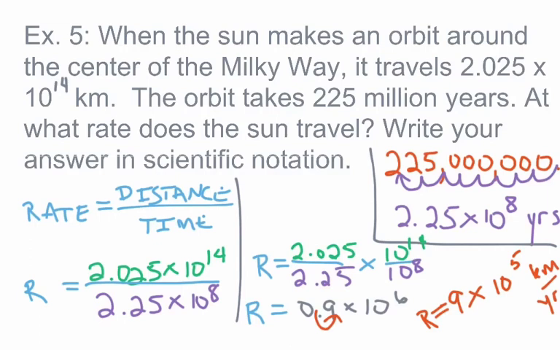Our rate, again, is 9 times 10 to the 5th kilometers per year. All right, so that's how fast the sun is traveling around the center of the Milky Way galaxy. All right, write down any questions that you have, and we will talk about those in class.